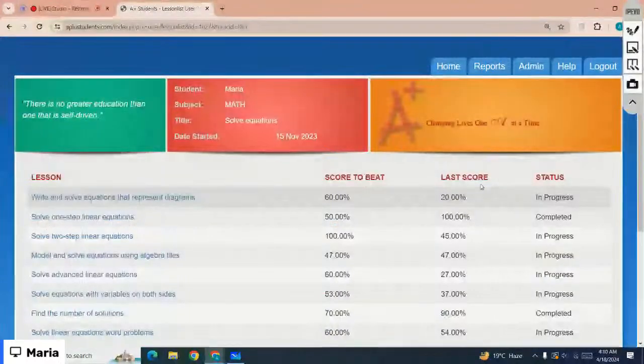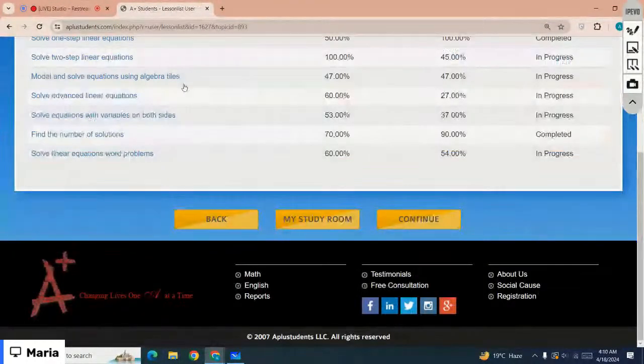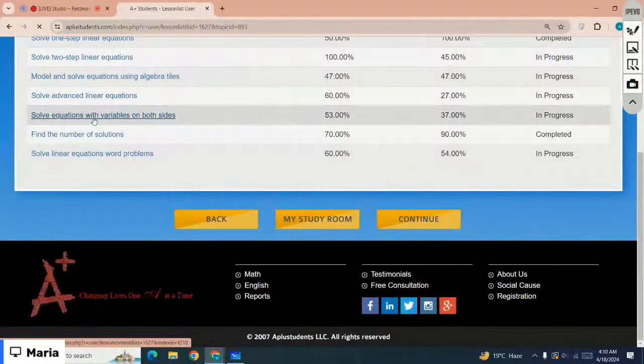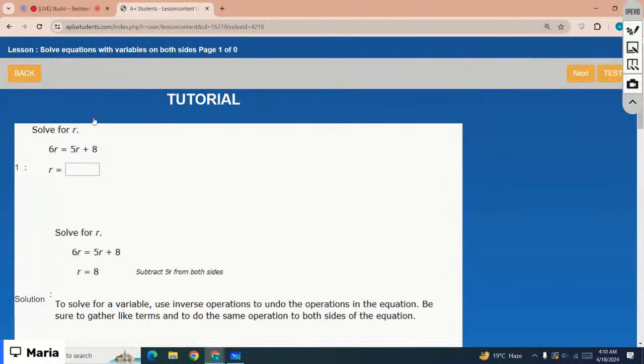Okay, the next lesson is solve equations with variables on both sides. Let's just start with the next lesson. Okay, let's just start with the first example.